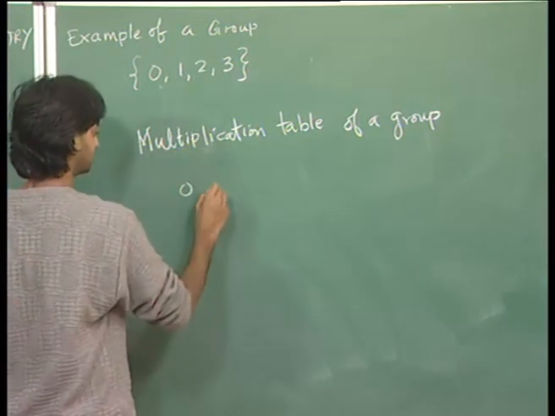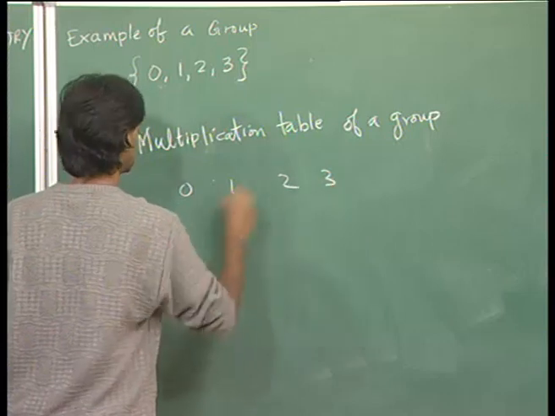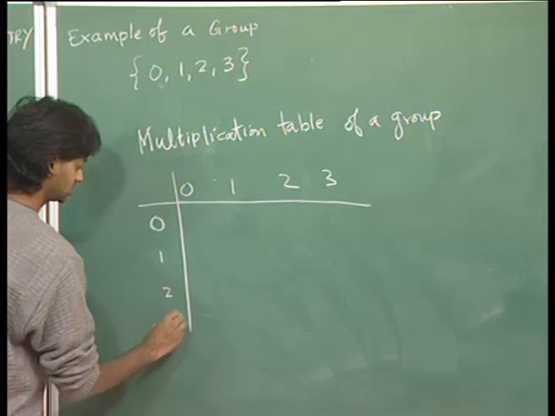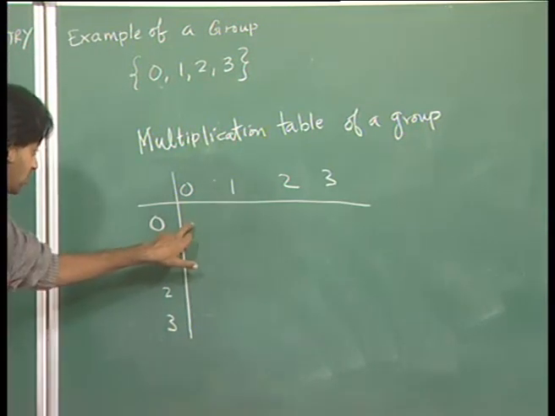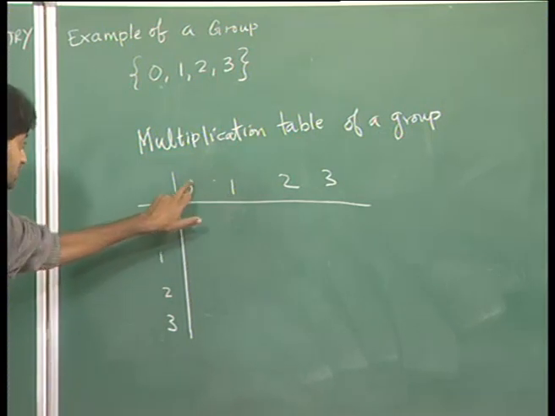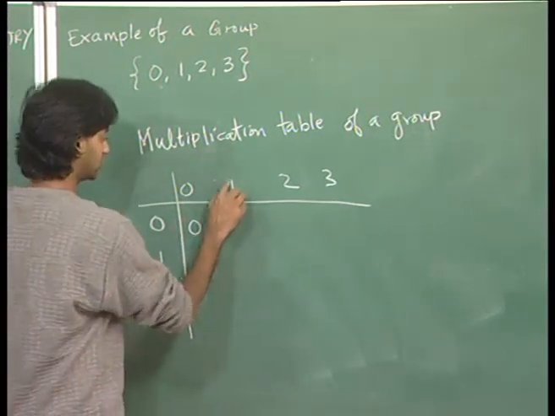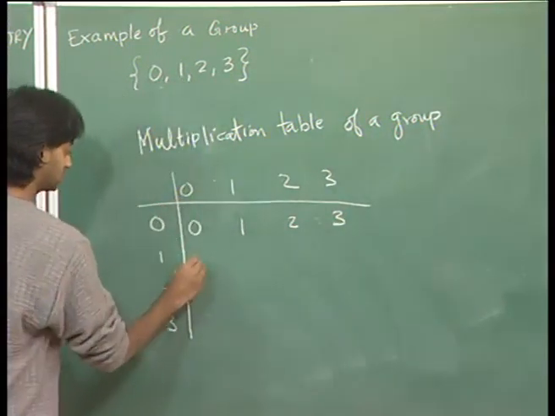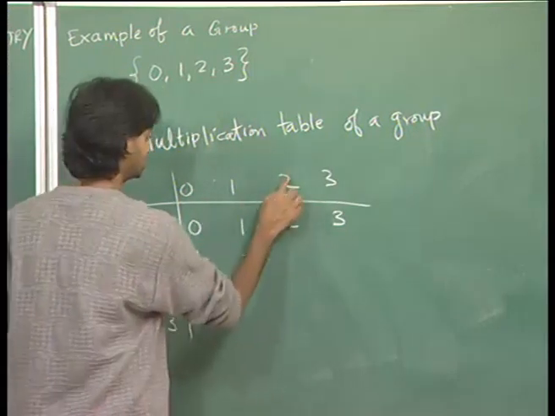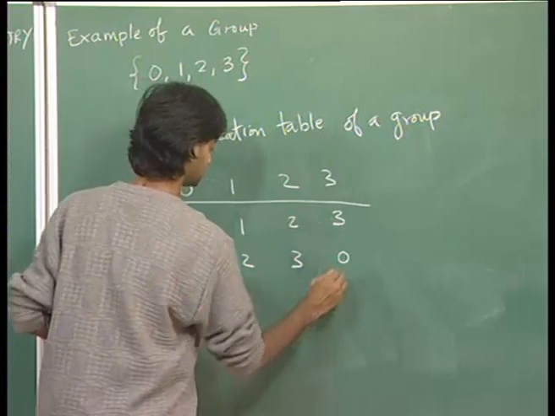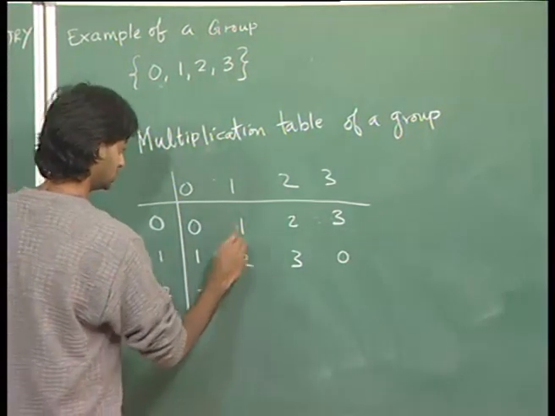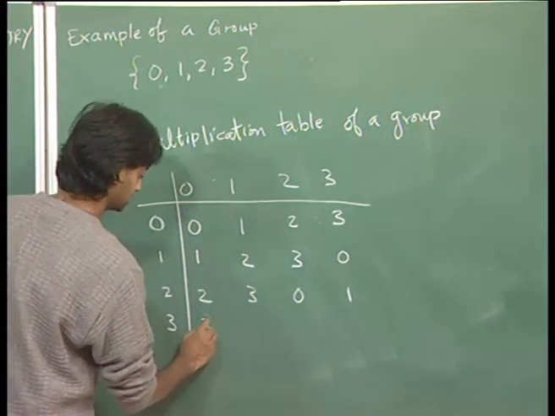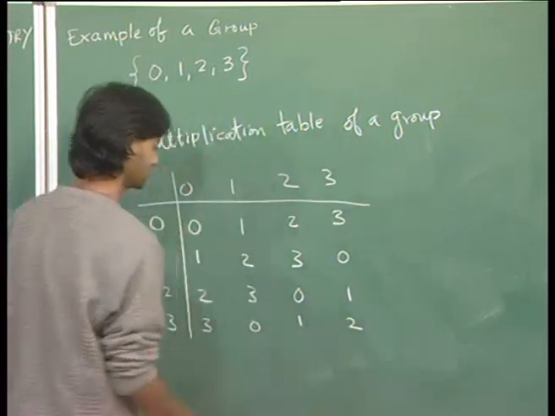So for example, in this group you have 0, 1, 2, 3, and you have 0, 1, 2, 3. So what I'll put here is 0 dot 0. So 0.0 is 0, 0.1 is 1, 0.2 is 2, 0.3 is 3, 1.0 is 1, 1.1 is 2, 1.2 is 3, 1.3 is 0, 2.0 is 2, 2.1 is 3, 0, 1, and 3, 0, 1, 2. Okay, so this is the group.